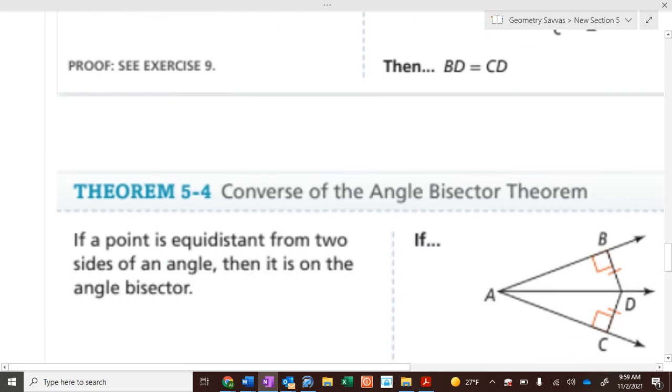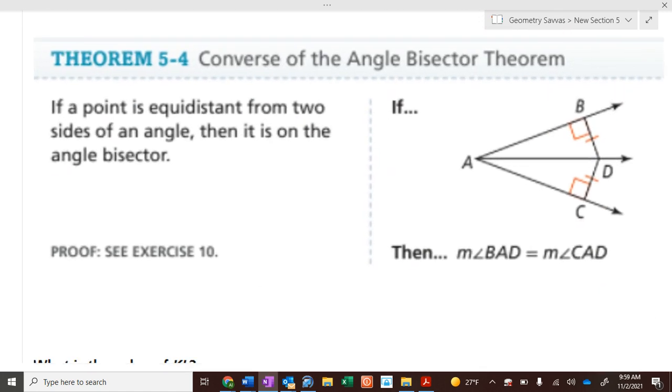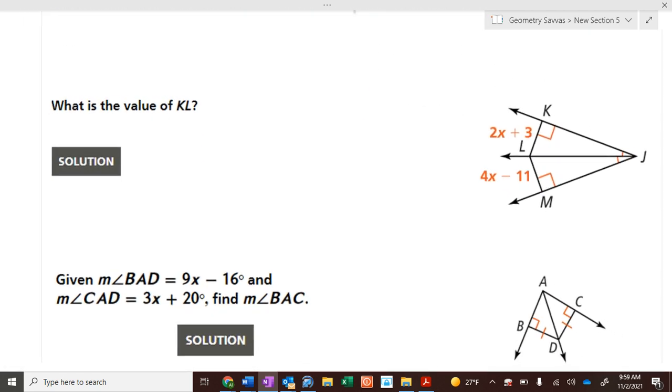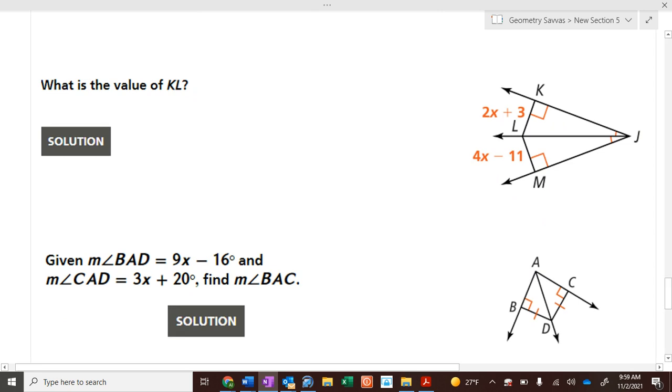The angle bisector theorem also has a converse, which says if you're the same distance from the two sides of an angle, then you're somewhere on the angle bisector. Okay, if you're the same distance, then you're somewhere on the angle bisector. So, to find the value of KL, this distance here, what do you think we do with the 2x plus 3 and the 4x minus 11, Thomas? Put them in the equation.